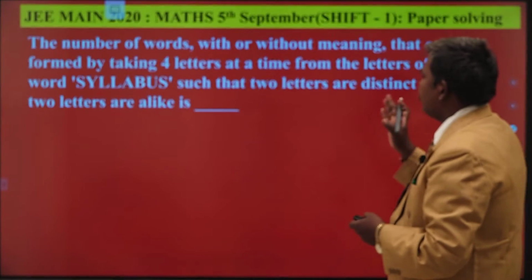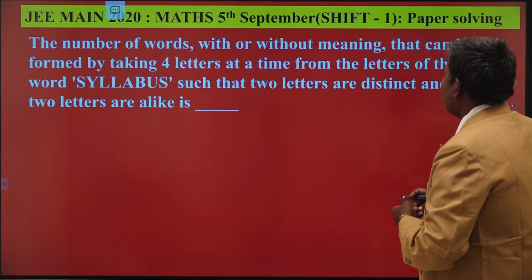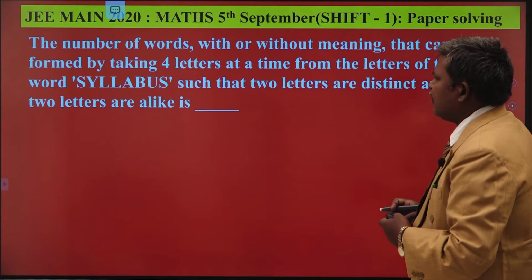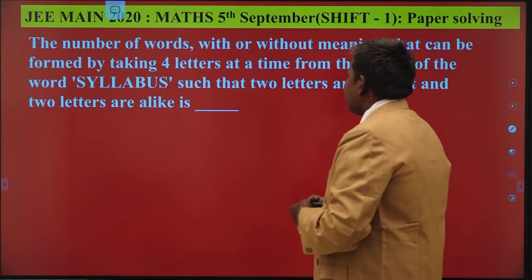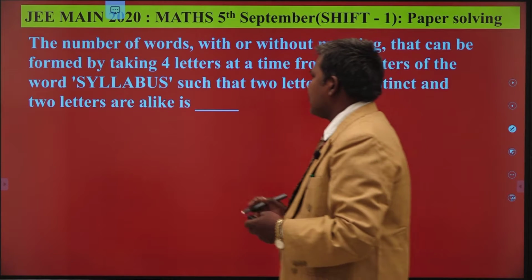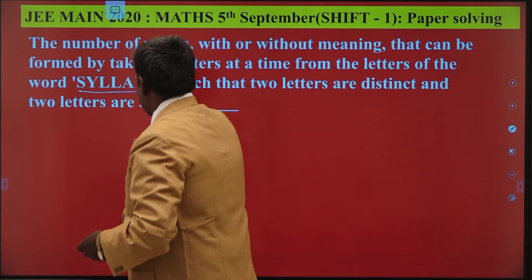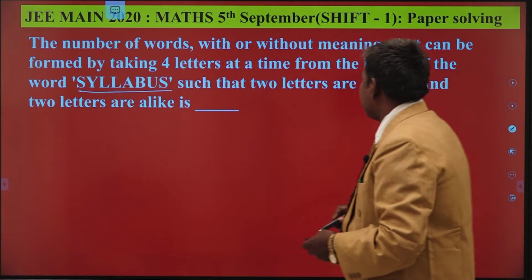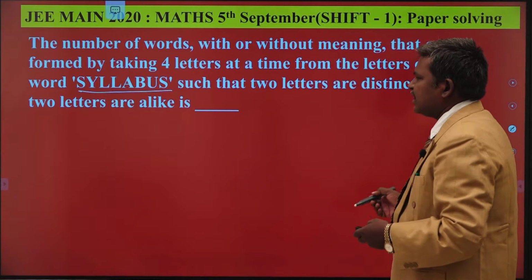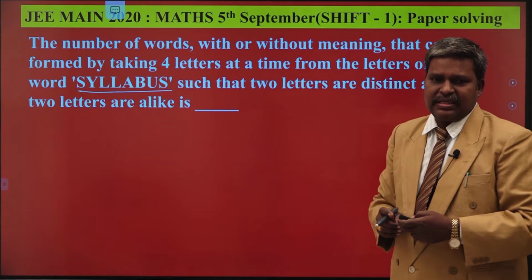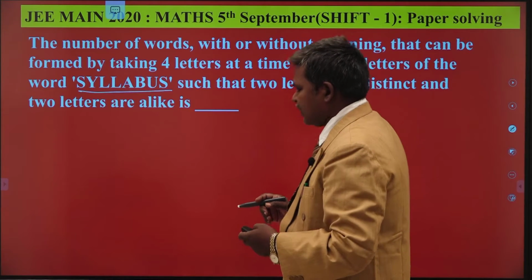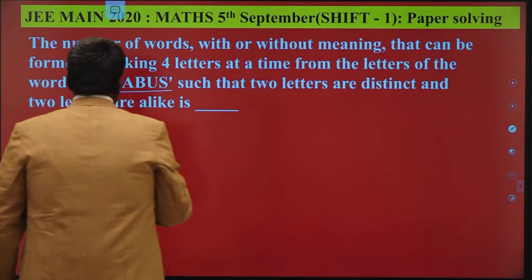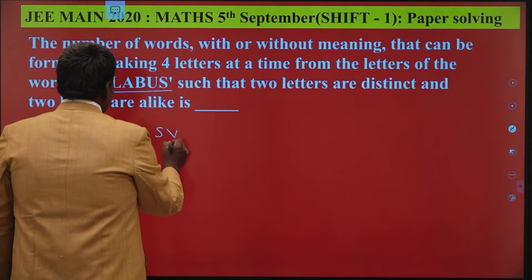The number of words with or without meaning that can be formed by taking 4 letters at a time from the letters of the word syllabus, such that 2 letters are distinct and 2 letters are alike. What is the given word here? Syllabus.